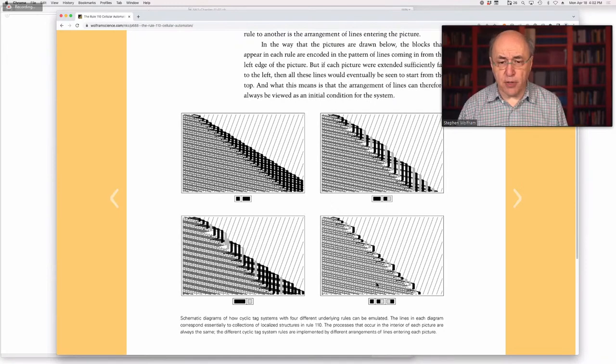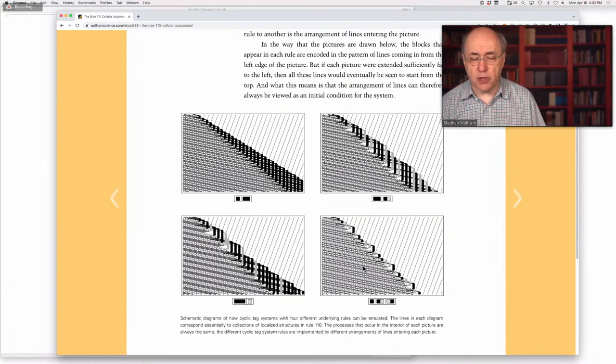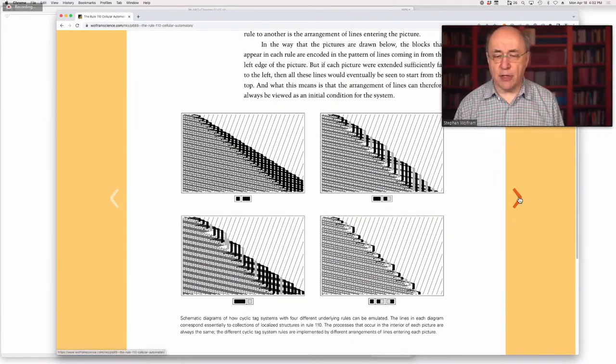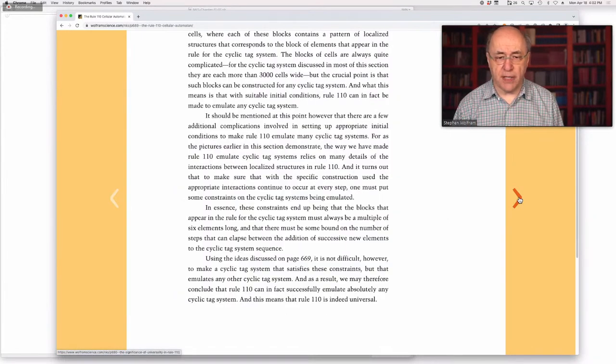These are just examples of different cyclic tag systems, which, as you can see, all have the same overall structure, that can be run through the compiler to get all the way down to pure rule 110 code, so to speak.